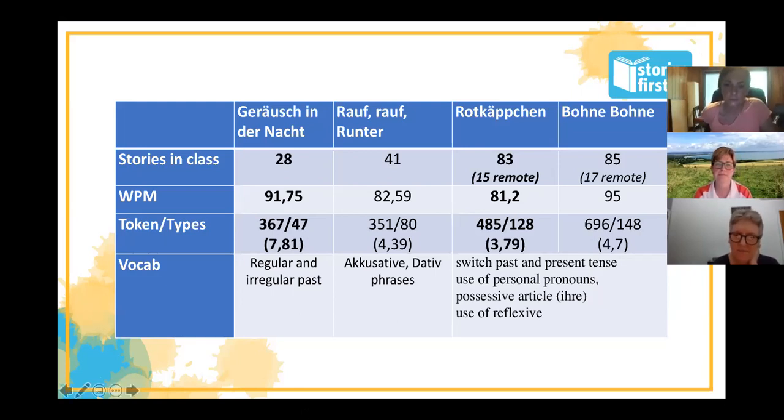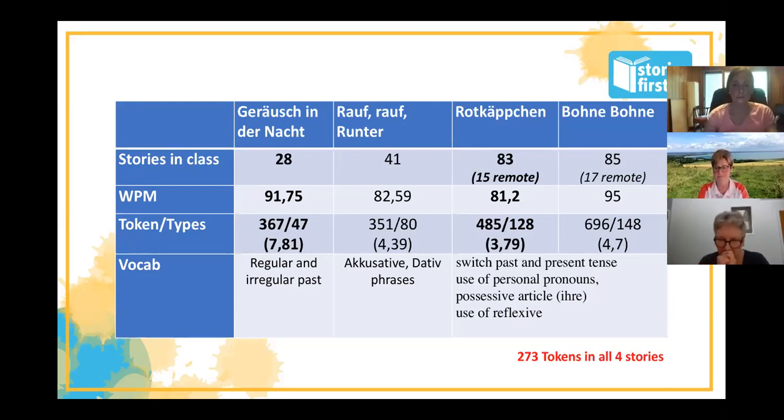I just looked at these four videos because I was curious to see how many types she used in here. And whoops, I wrote the wrong word. So disregard tokens right there, it should say types. So there were 273 types in those four stories. So the 473 different words, it shouldn't be tokens, it should be types. So I just have to note this here.